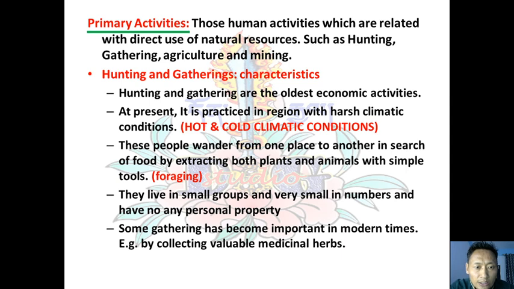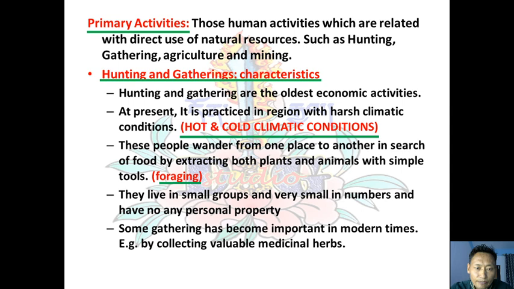Next, the third characteristic of this type of primary activity is that those people who are engaged in hunting and gathering are moving from one place to another, or we can say wandering. Why are they moving? Because they are searching for food, both plants and animals. In search of food, they use very simple tools like spears, stones and sticks to get the required food. In simple words, this is called foraging. Foraging means people wandering from one place to another in search of food.